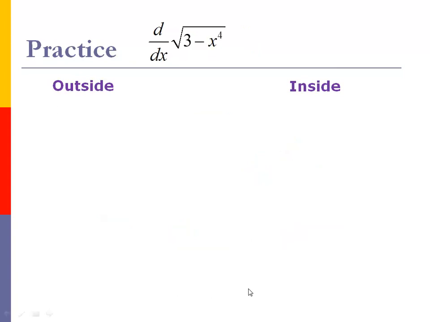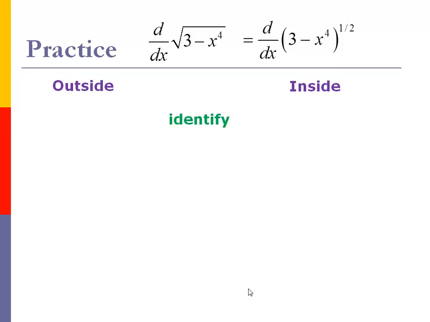Okay, so for our next example, we're doing the square root of 3 minus x to the fourth. Just like when we were doing the power rule, one of the first things we want to do is do a rewrite. Let's rewrite this expression. So square root, we can rewrite it as a power 1/2. And so we're taking the derivative of the quantity of 3 minus x to the fourth, to the 1/2 power.